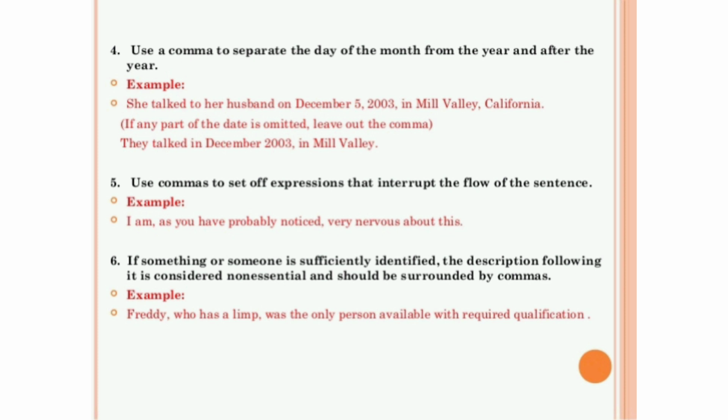Further, if something or someone is sufficiently identified, the description following it is considered non-essential and should be surrounded by commas. Freddy. Now we are identifying Freddy. So the description of Freddy will come in after a comma. Freddy, who has a limp, was the only person available with the required qualification.